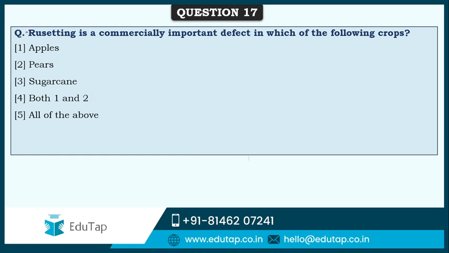Next, russeting is a commercially important defect in which of the following crops? Russeting. Anyone?